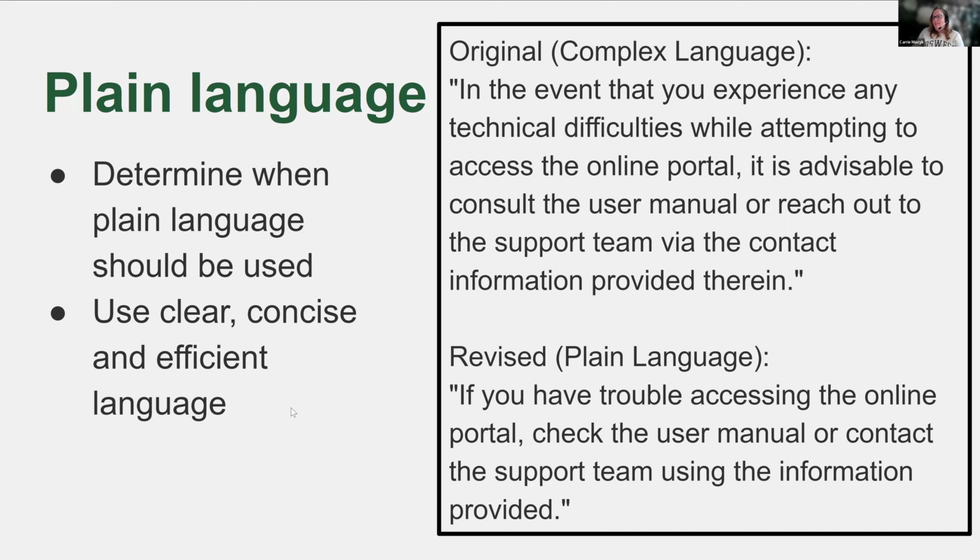So in this example here, I've got complex language. In the event that you experience any technical difficulties while attempting to access the online portal, it is advisable to consult the user manual or reach out to the support team via the contact information provided therein. That's a lot to say. The revised one: if you have trouble accessing the online portal, check the user manual or contact the support team using the information provided. It is much easier to follow along and you know what needs to be done.